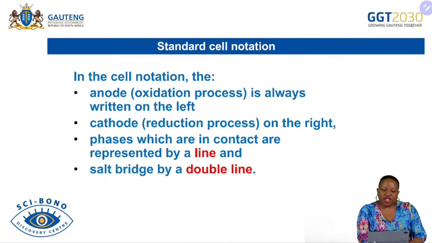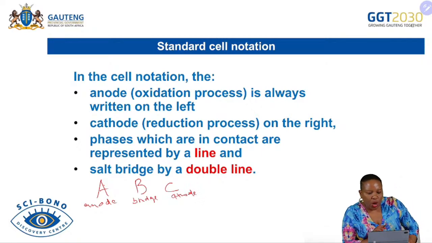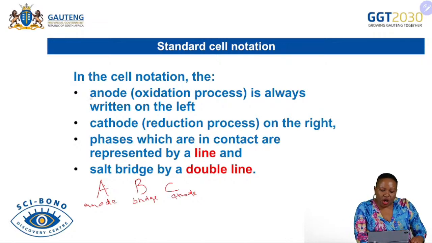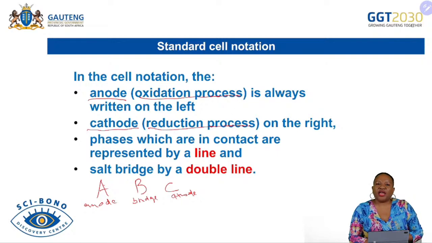Now, the cell notation. I normally say we write it as ABC, whereby we start writing from the anode side, and then the salt bridge, and then we go to the cathode side. After explaining the cell notation, we'll just take a little break so that we breathe a little. So how do you write it? You'll write from the anode side, which is the oxidation process, to the cathode side, which is the reduction process, and making sure that always you have your solids at the end.